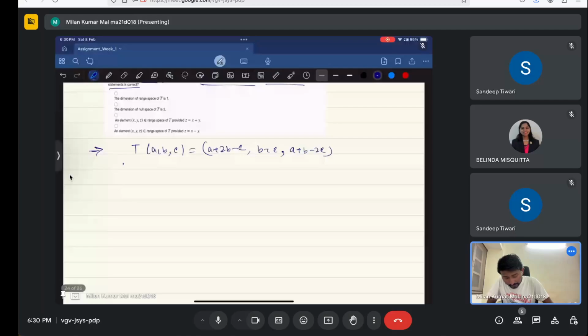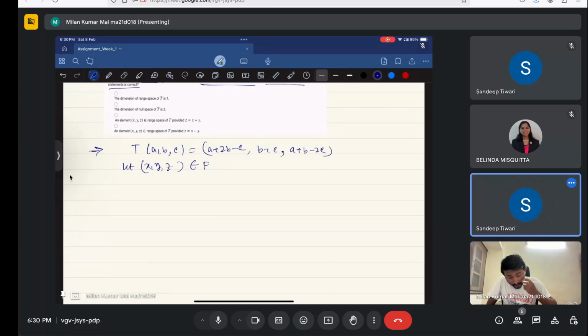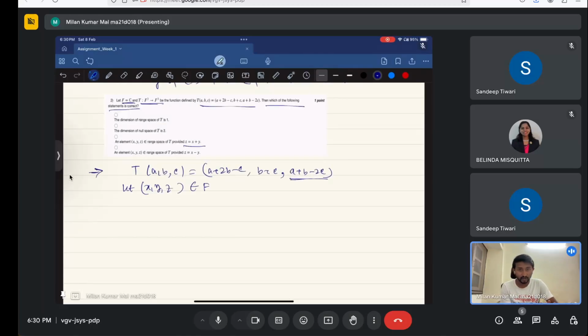Let (x,y,z) be in the field F^3. Nullity is 1 and rank is 2. Yes, that's true. So the first option and second option will be discarded. If you try to do it quickly, once you have the rank and nullity, you can just consider this as z, this as x and this as y, and check whether z equals x minus y or z equals x plus y.